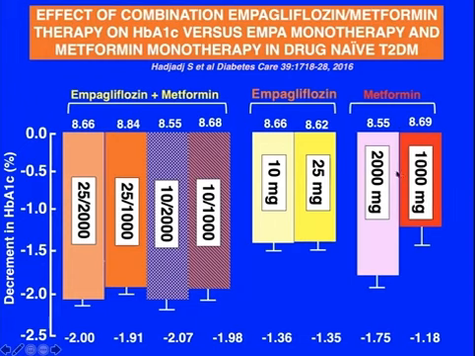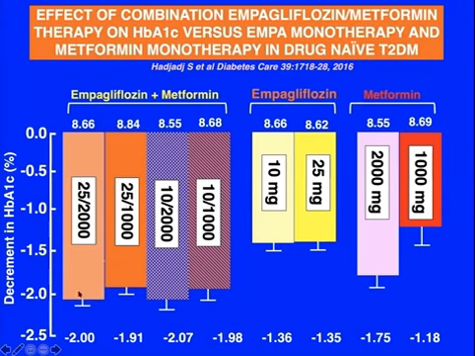Here's 500 milligrams of metformin, and this is 2 grams. And if you were to read across, you can see the drop in A1C is about 1.6. Here is empagliflozin, 10 and 25 milligrams. The drop is about 1.3. Here now, we can look at combining the lower dose of metformin with the lower dose of empagliflozin, or the higher dose of metformin with the higher dose of empagliflozin.